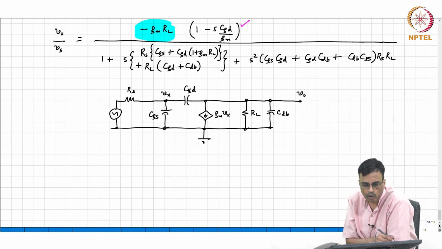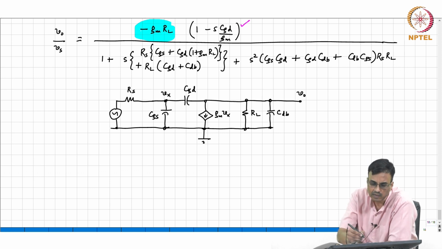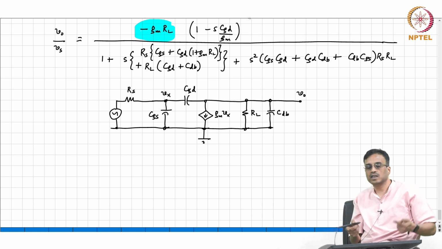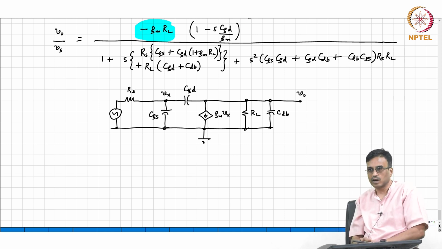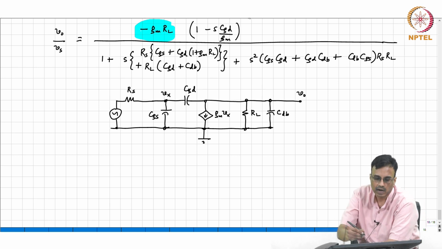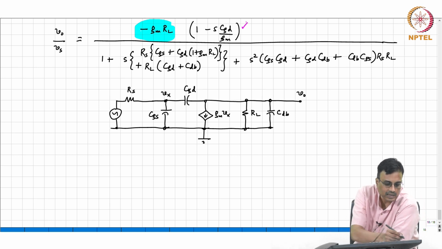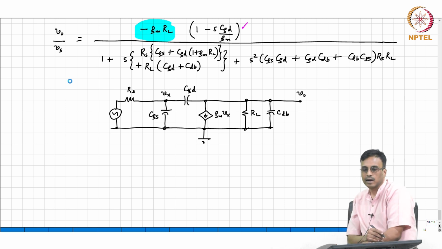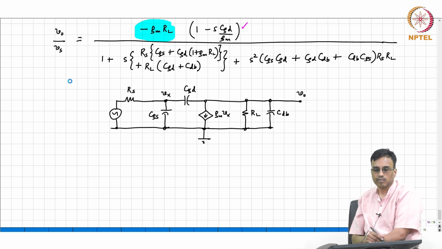We also should be able to see why the 0 is in the right half plane. That's because through CGD the output is trying to go up, through GM the output is trying to go down. All right, so we understand this part. In the next class we will take a look at the denominator and figure out whatever intuition we can, and try to see why the individual terms in the denominator make sense.